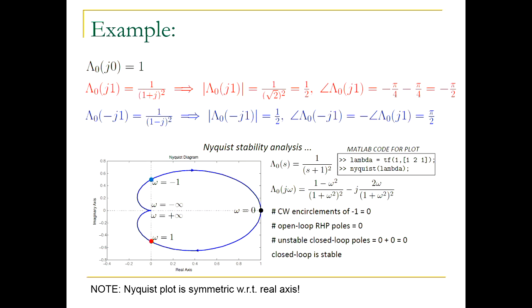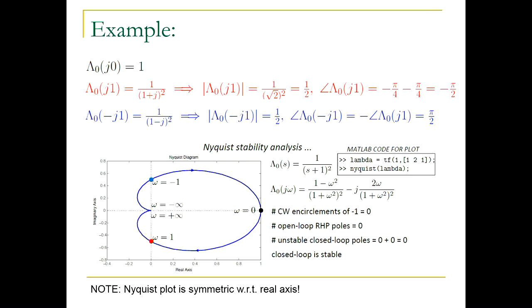Right? So then you plot lambda 0 j omega. This is what lambda 0 j omega is. So when you write it as real part plus imaginary part, this is what you get. So what you do, you substitute j omega instead of s, and then you simplify, and you can write it as real part plus imaginary part. Now I change omega from minus infinity to plus infinity. So I get this plot here.